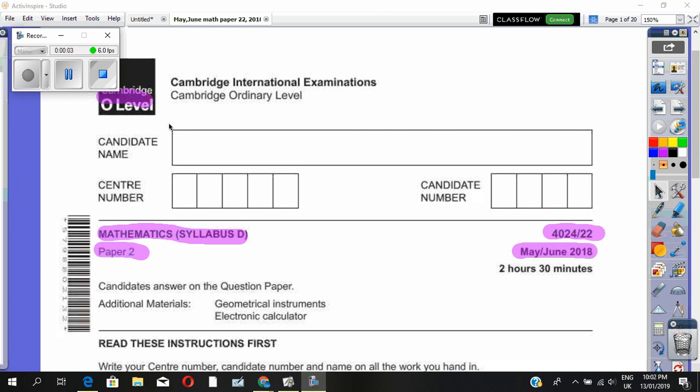Bismillahirrahmanirrahim. Today we're supposed to start the Cambridge O-level paper, Mathematics Syllabus D. Paper 2 is here, and the code of this paper is 402422/22, and this paper is May-June 2018. We're supposed to start solving some questions. Let's start.